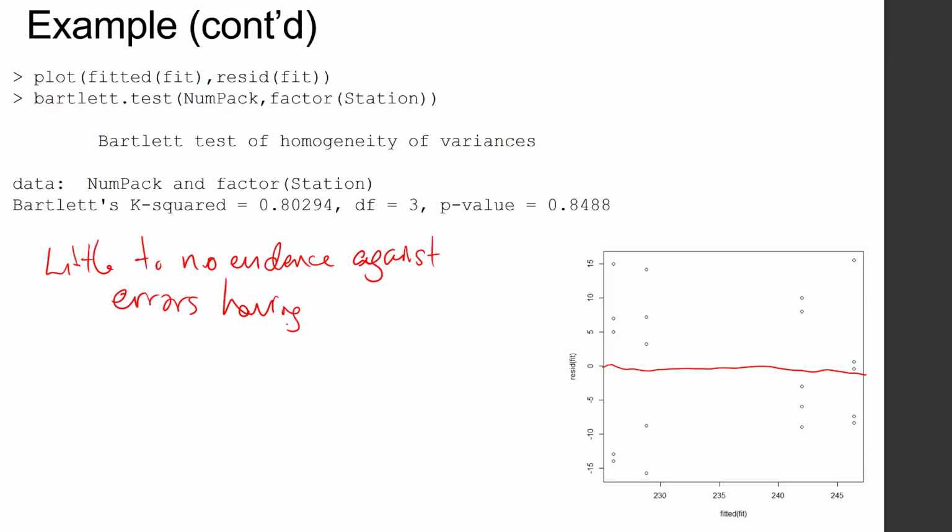And the other assumption that I can check on this plot is that the errors have the same variance no matter what group you're in. So are they just as spread out no matter which group you're in? For the most part, yes. I don't see any gross violations of this. So I'd also say little to no evidence against a constant error variance.